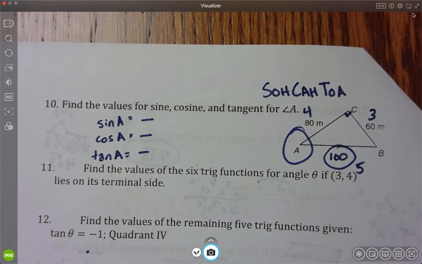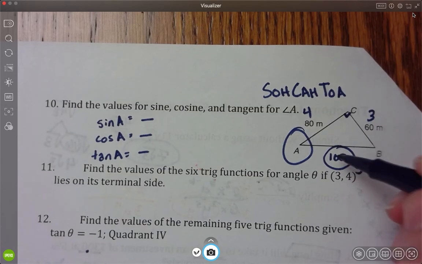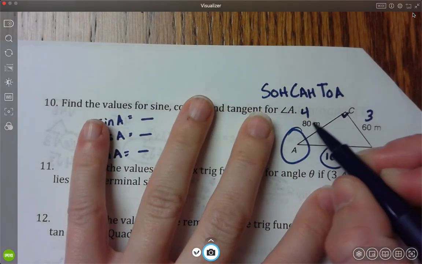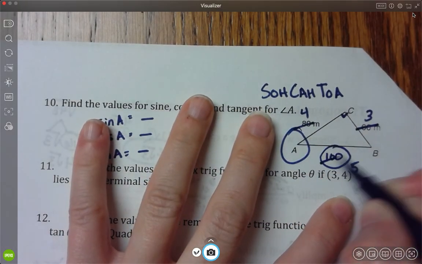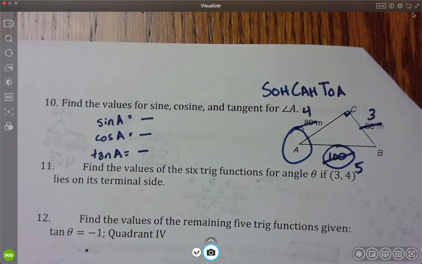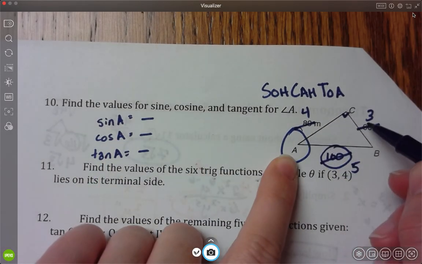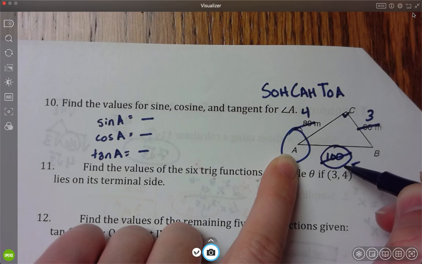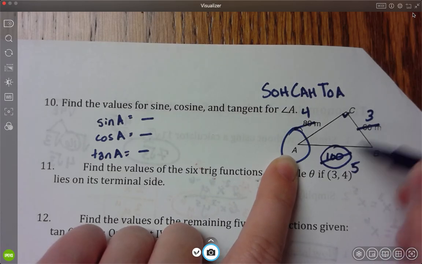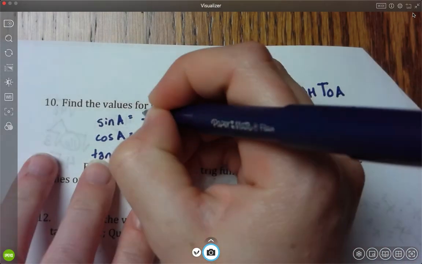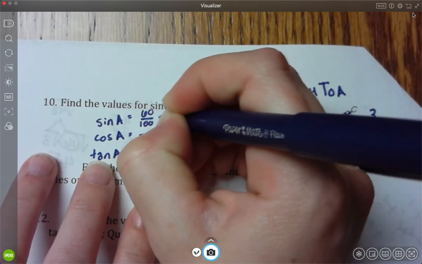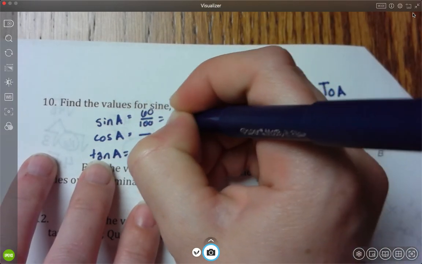So what I'm going to do here is, even though we know that that's 100, I'm going to cross off this 60, 80, and 100, and we're actually going to reduce it down to a 3, 4, 5. Because when we do sine of A, it's going to be opposite over hypotenuse. Opposite will be 60 over 100. Well, 60 over 100 is just going to reduce back to 3 over 5.